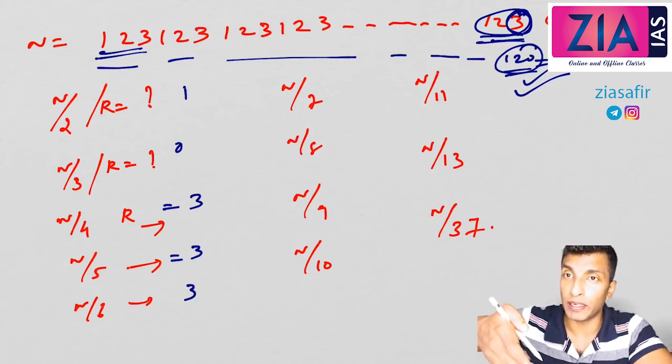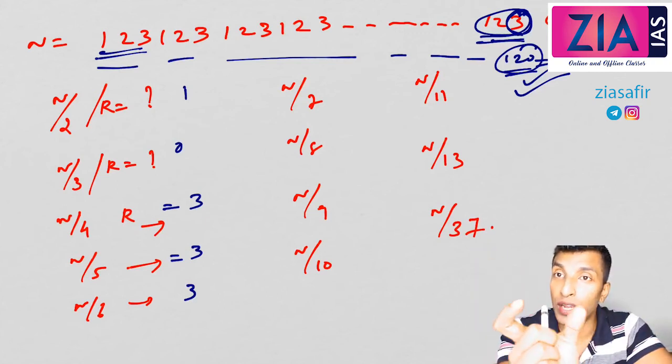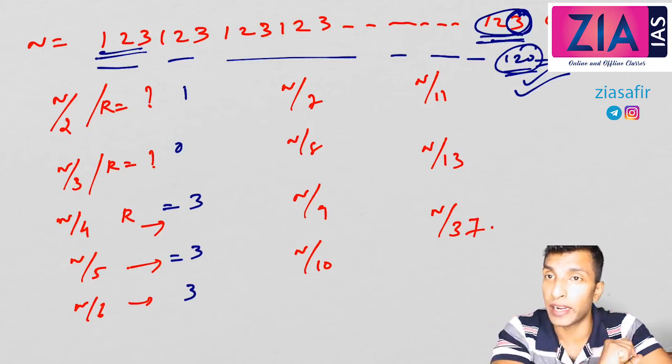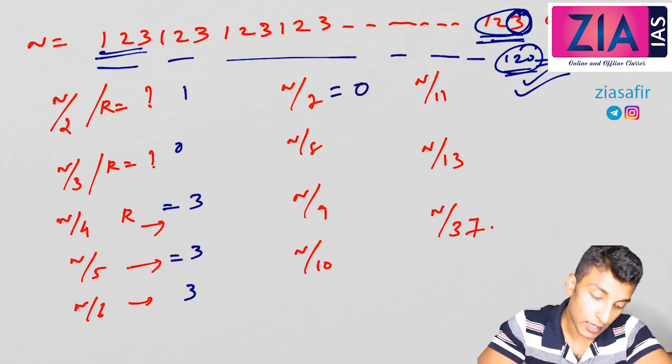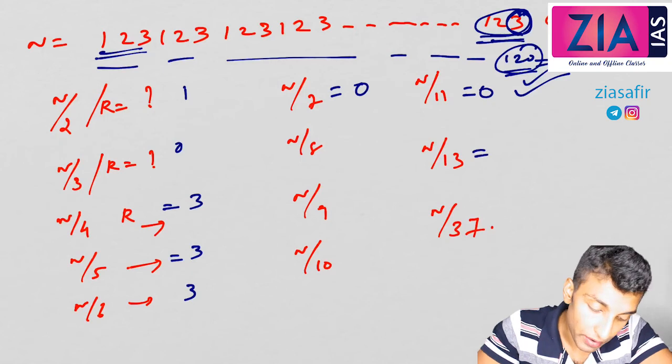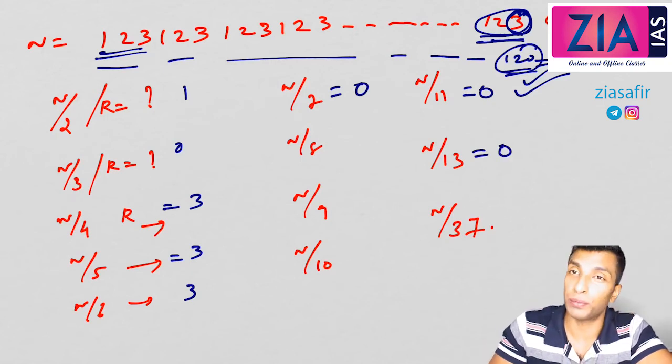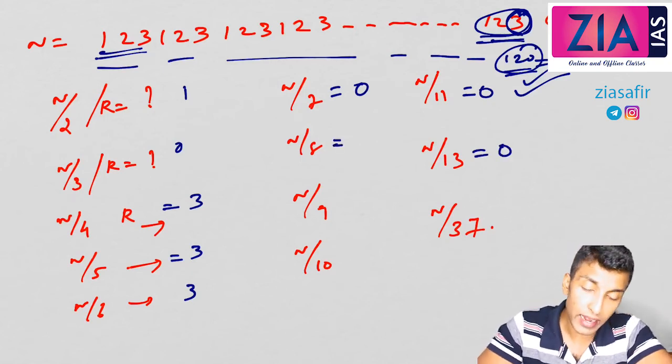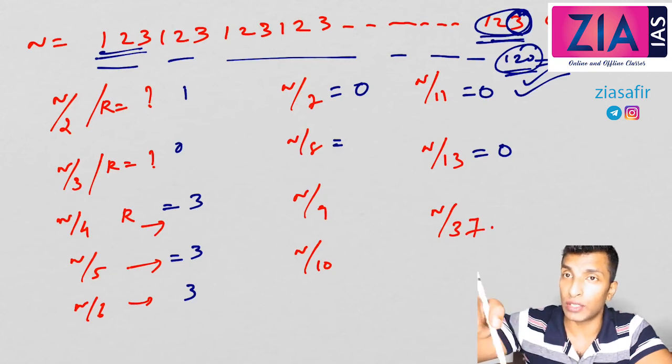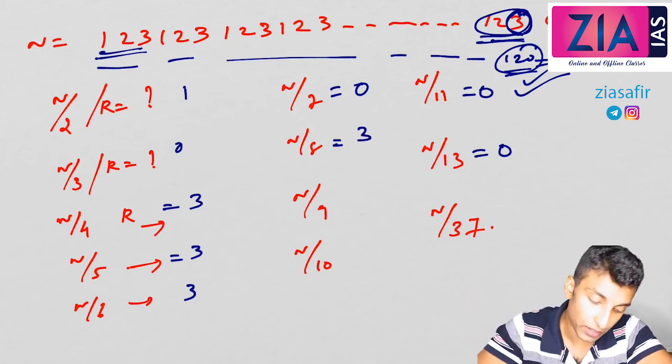Now in case of 7, what we need to do? We need to group into triplets. So when you group into triplets, you get 50 positive triplets and 50 negative triplets. They both will cancel each other, so you will get 0. So 11 also 0, 13 also 0. N by 8, last 3 digits, 123. So 123 divided by 8, you get remainder 3.